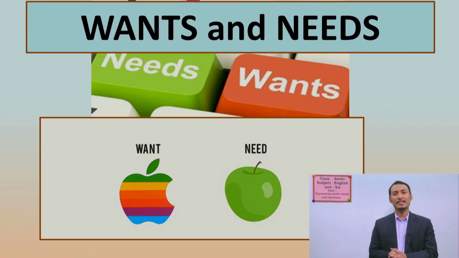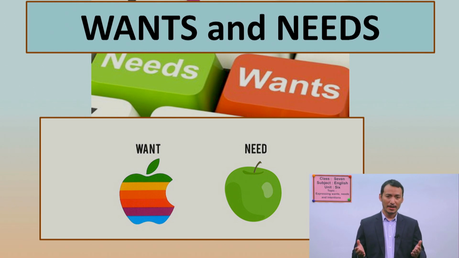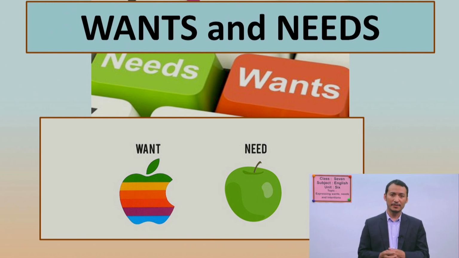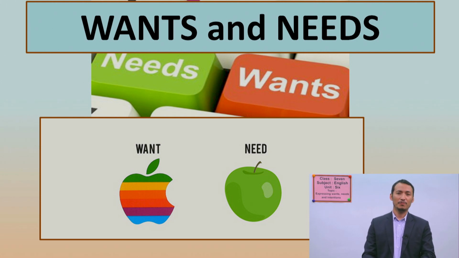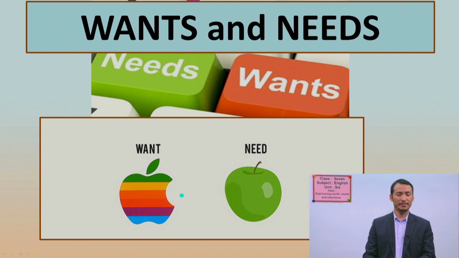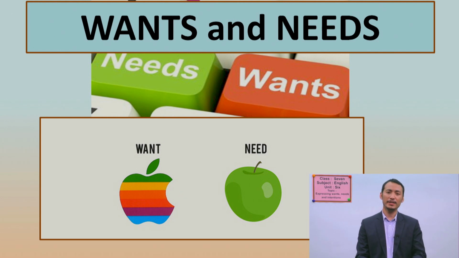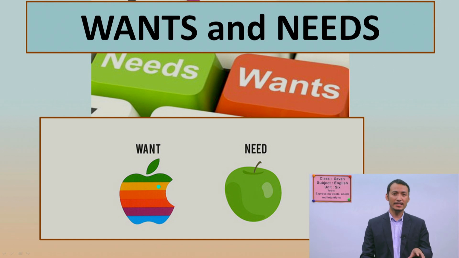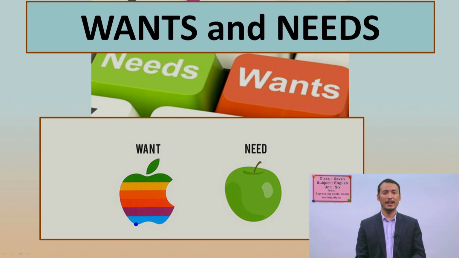The meanings of want and need is made clear by these two pictures. You can see here. Can you see the picture? Yes. There are two pictures, and they tell you what they mean exactly. Okay, you can see that want means something you desire to have, or the things you wish. This picture symbolizes a brand of a computer, right? So when you want to have this thing, then this is your desire or your wish to have that thing.